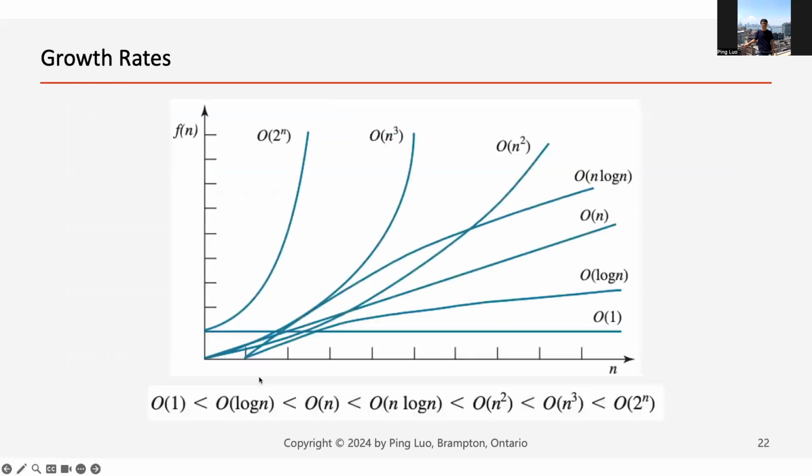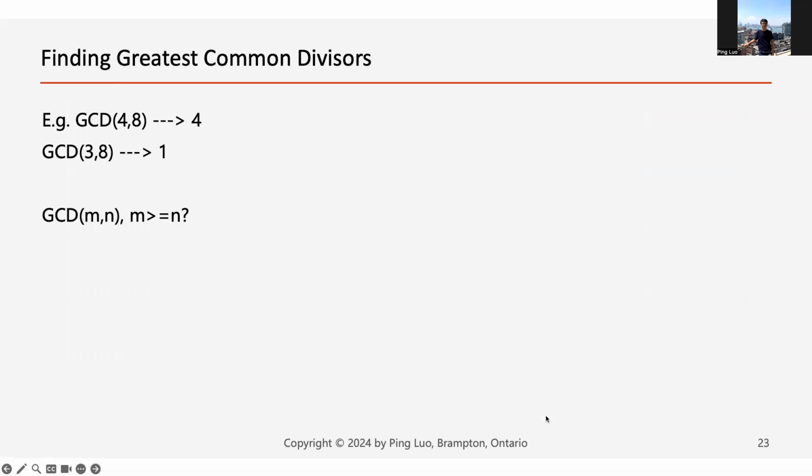It requires extensive time to finish the algorithm. So let's see another example. This is also the final example today.